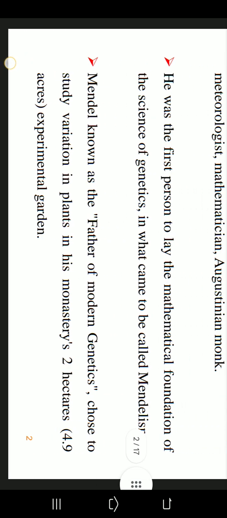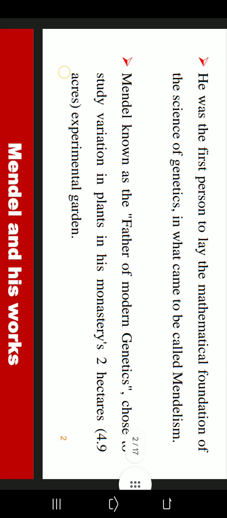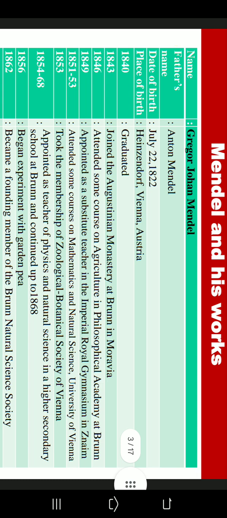Mendel, known as the father of modern genetics, chose to study variation in plants in his monastery's 2-hectare experimental garden. In this next section, we will see an overview of Mendel and his works. The full name is Gregor John Mendel.